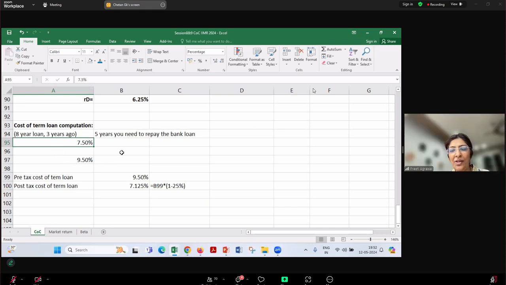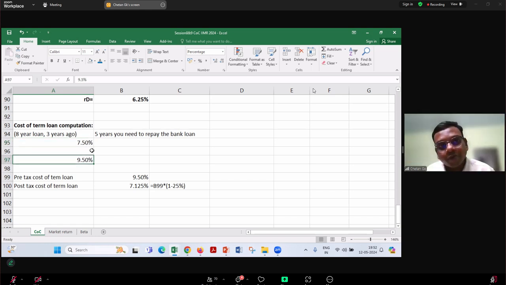So 7.5 is the earlier one, and 9.5 was the new one, because maybe your company's credibility must have gone down, plus the market interest rate must have also gone up. So I have to take the higher one in consideration. I don't know what exactly would be going on. Higher of them. Okay.